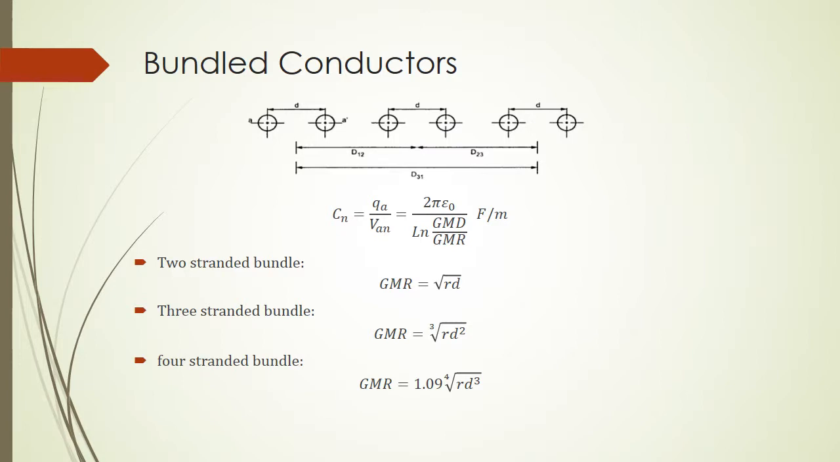So basically, it looks quite similar to the formula for calculating inductance. However, the GMR here is associated with the real radius of the cable, and that's the main difference.